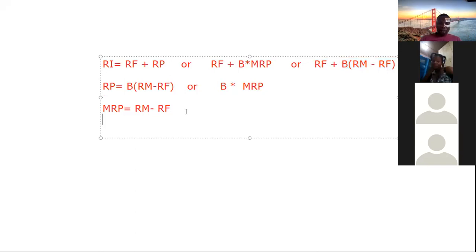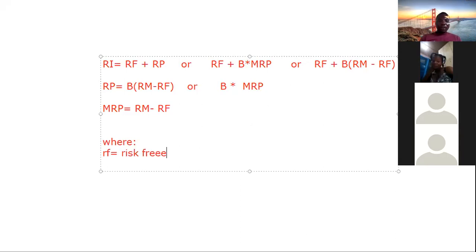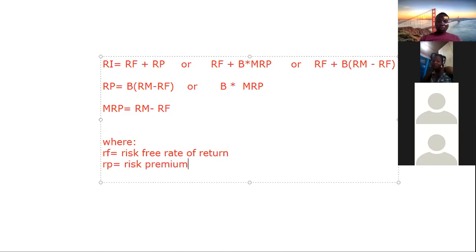All you need to know is that RF is equal to your risk-free rate of return, and RP is the risk premium. Any question? Okay, let's move on. If no question, then we can move on. So I'm saying that where RF is equal to your risk-free rate of return, RP is the risk premium. Your MRP is equal to your market risk premium.